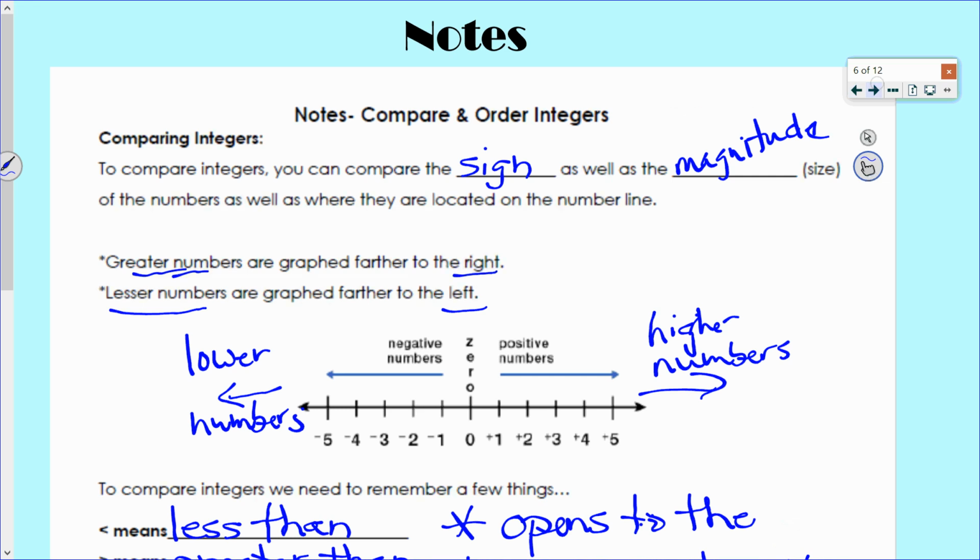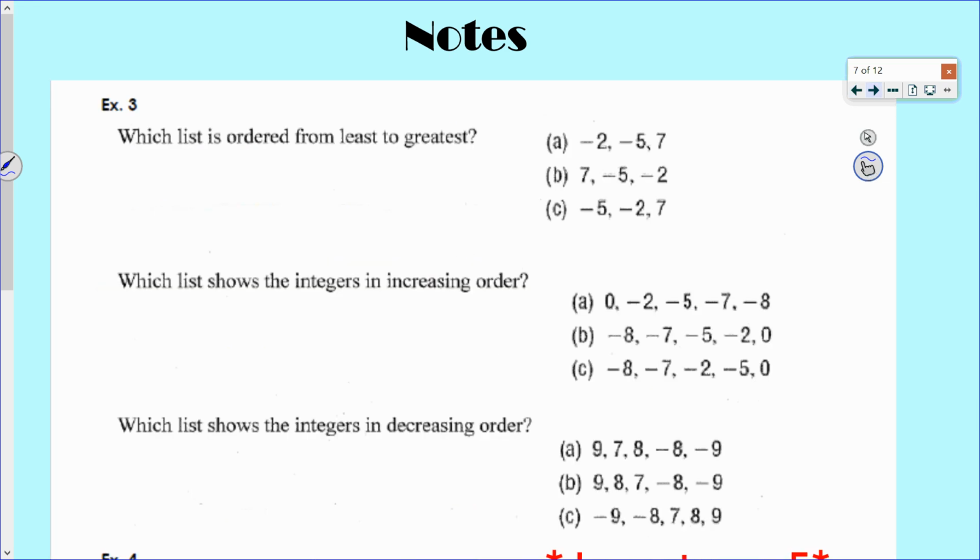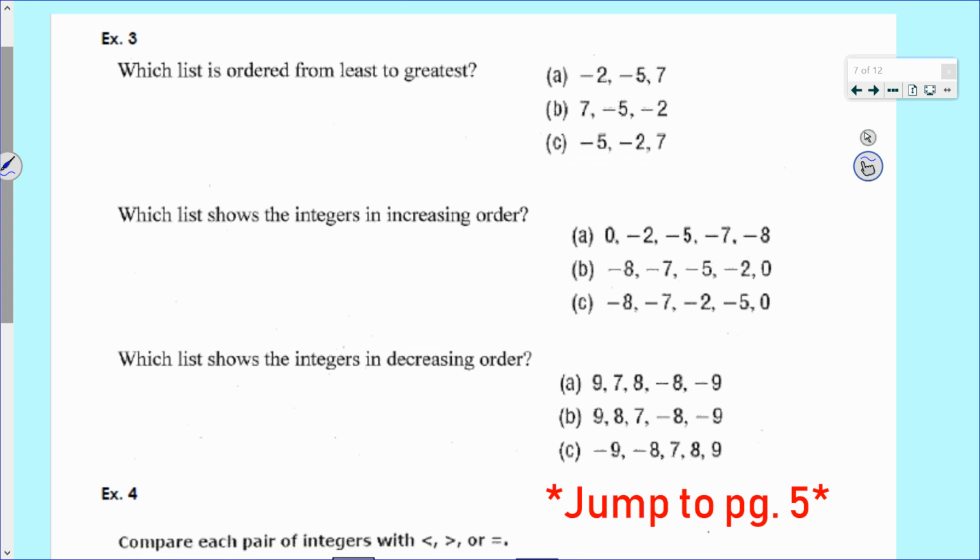It keeps skipping 7. There it is. Good. This is a good one, guys.